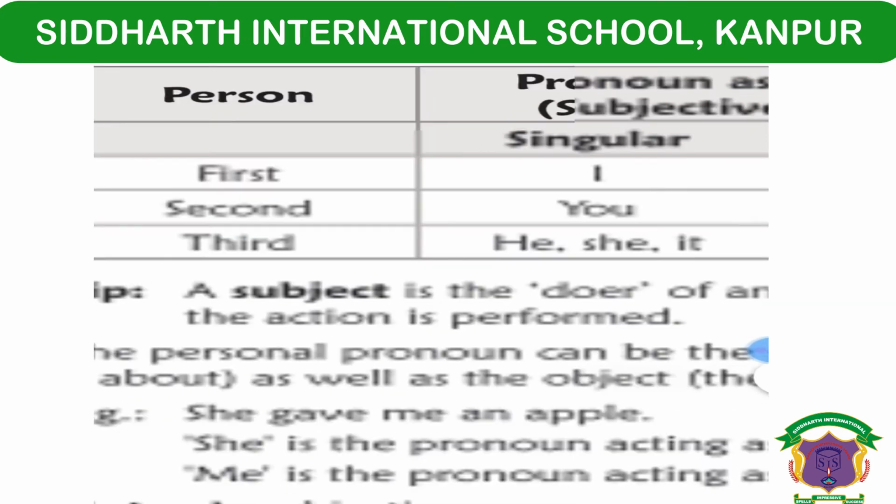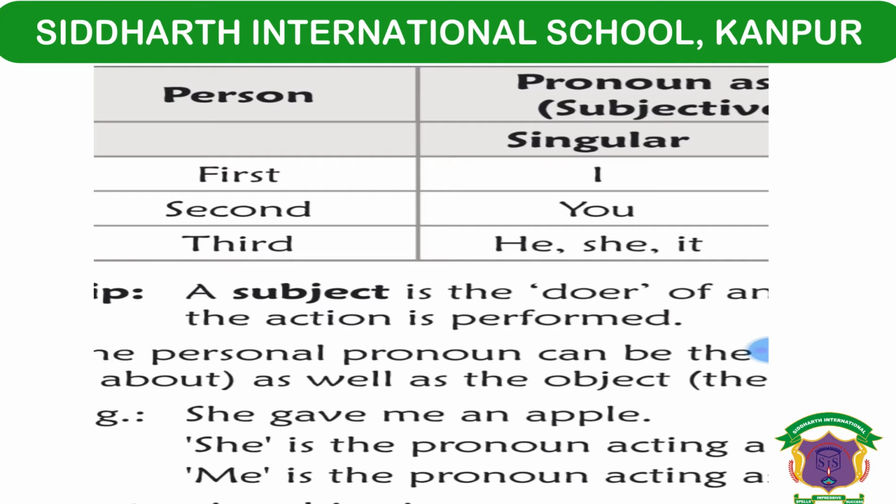First person, second person and third person. What do you understand by first person, second person and third person? First person is me, second person you, and third person he, she, it. First person singular number mein I hoga, second person you. Matlab main aapse baat kar, you can understand with me just like that. Main aapse baat kar rahi hu, main first person hu. Kisse kar rahi hu? Aapse.